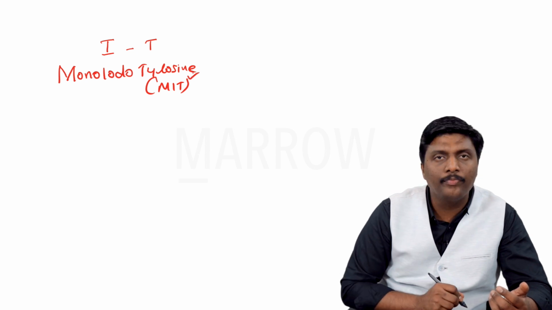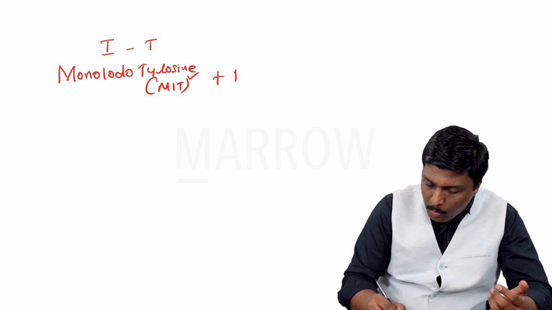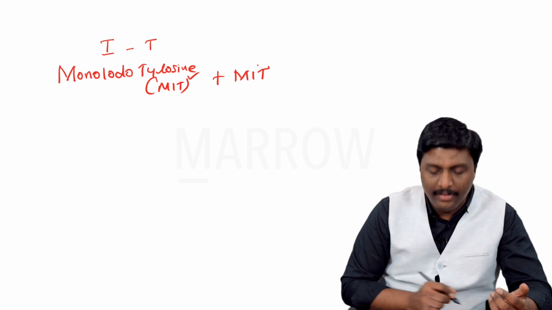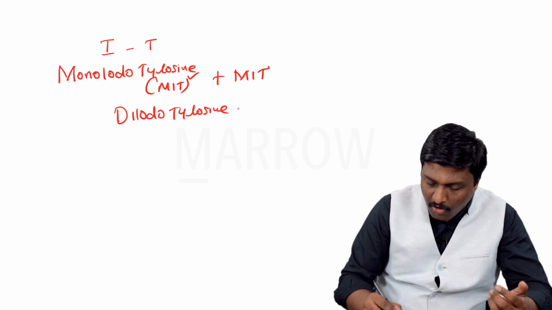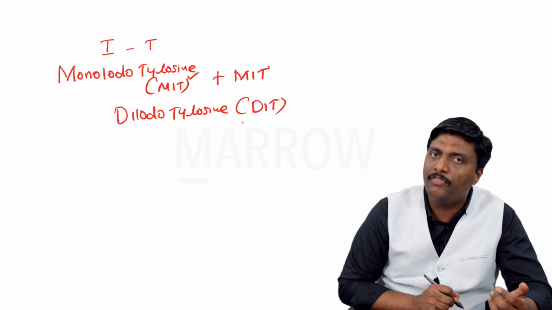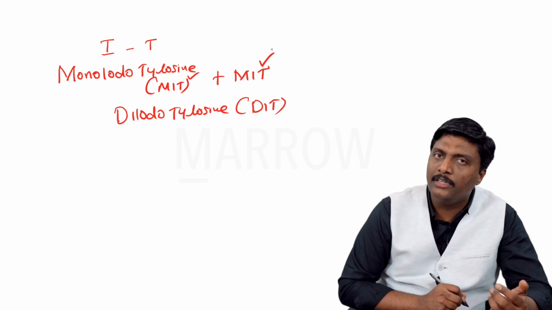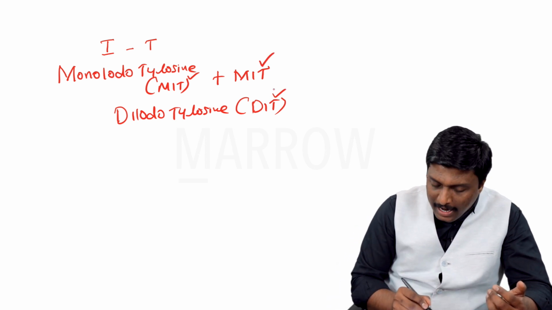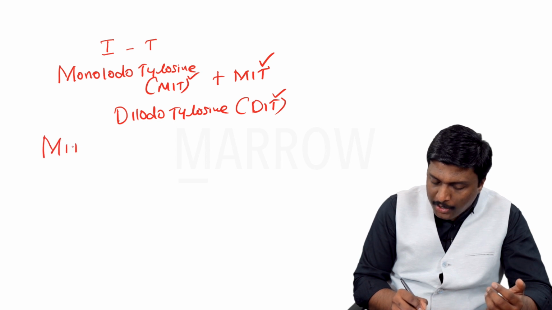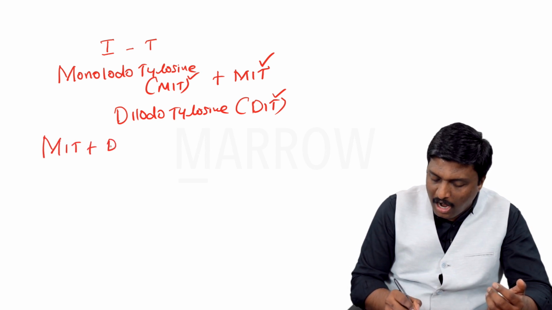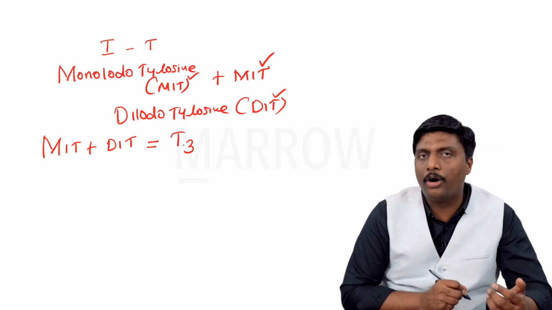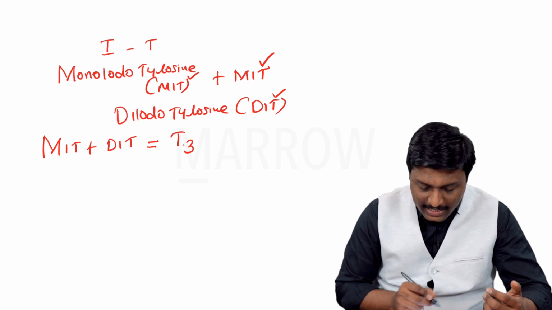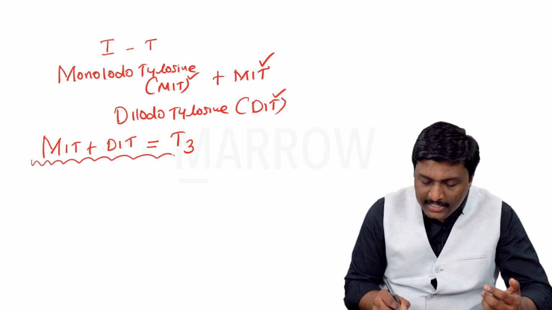First product to form. If you combine two molecules of MIT, the next important form we are going to get is called diiodotyrosine. 1 plus 1 is 2. This form is called diiodotyrosine, the second form. We know there is monoiodotyrosine. We know there is diiodotyrosine. Combining one molecule of monoiodotyrosine plus one molecule of diiodotyrosine, the product we are going to get is the most important hormone, T3 hormone. MIT combines with DIT always gives T3 hormone.